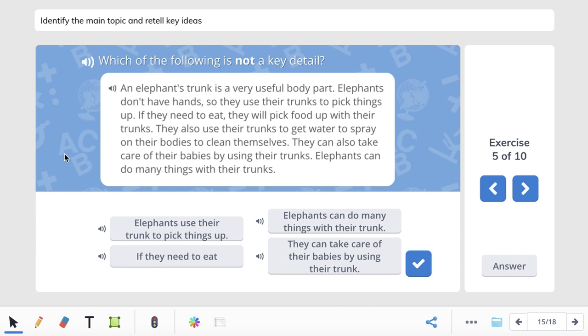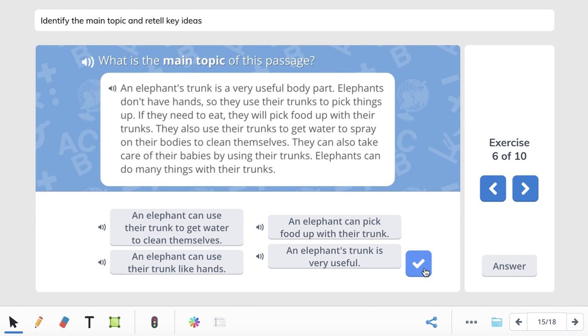Okay, guys, so I want you to think about what is not a key detail. Okay, elephants use their trunk to pick things up. If they need to eat, elephants can do many things with their trunk. They can take care of their babies by using their trunk. So think about that. Which one is not a key detail? If they need to eat is not a key detail. It's not even a whole sentence.